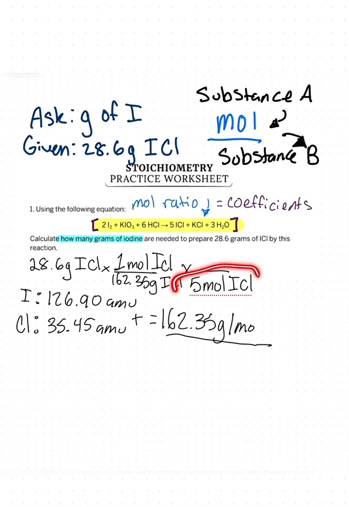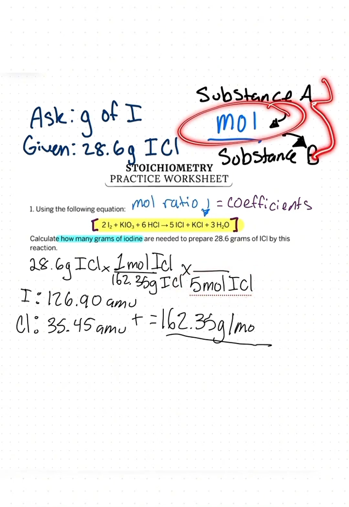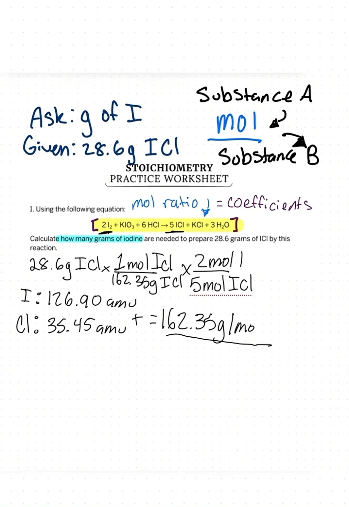So now what do we do? Well, I'm in my moles, and we said that if we go to moles, we can go from substance of one thing to substance of another. So this is perfect, and our molar ratio tells us that 5 moles of ICl give us 2 moles of iodine in this specific reaction. So that's exactly what we write. 5 moles of ICl, 2 moles of iodine.